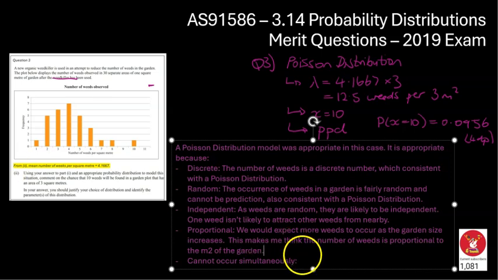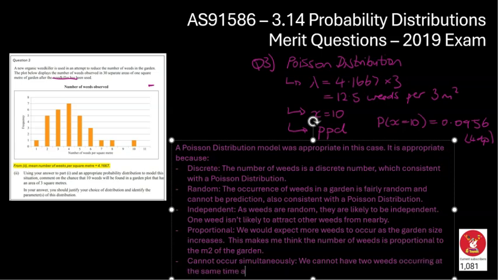And the last one, cannot occur simultaneously. Probably not. You can't really have two weeds being in the same spot. You know what I mean? If you got two weeds, it's probably one weed's going to kill the other weed, and that one weed will just be bigger. So we can't really have two weeds occurring at the exact same time in the exact same space. So we cannot have two weeds occurring at the same time and same place. Also consistent with a percent distribution.